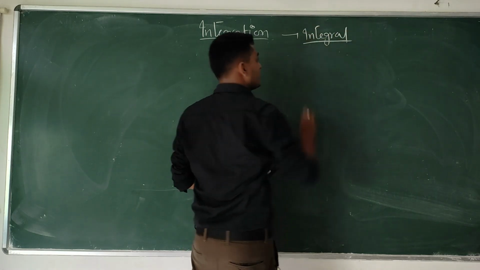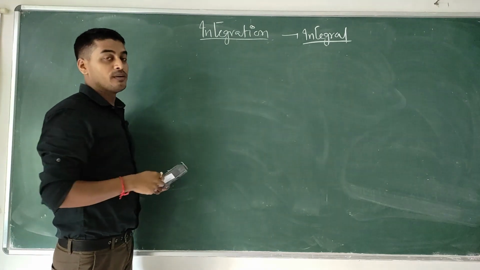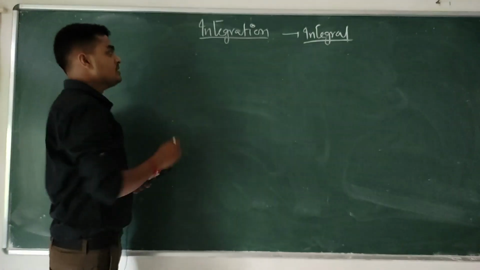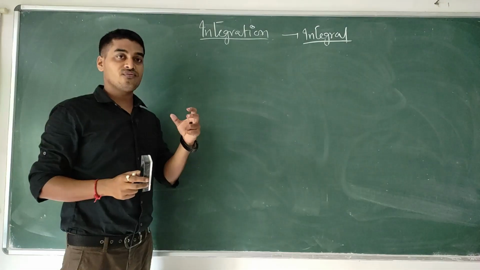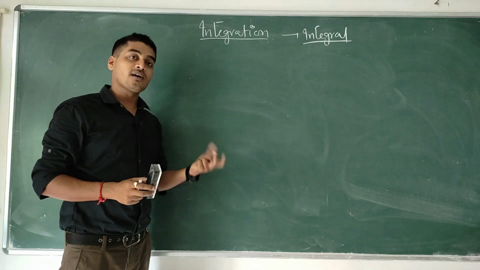Correct? This one is known as integral. This is the answer. Integral is the value after having the operation integration. Okay. So integral, or integration, means we have to find out how much something is accumulated.